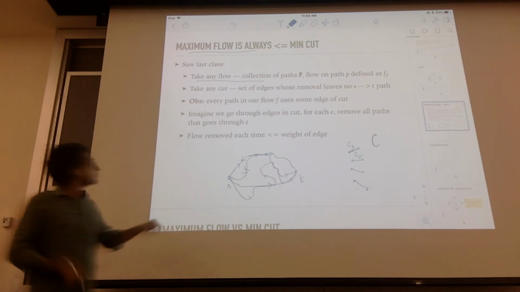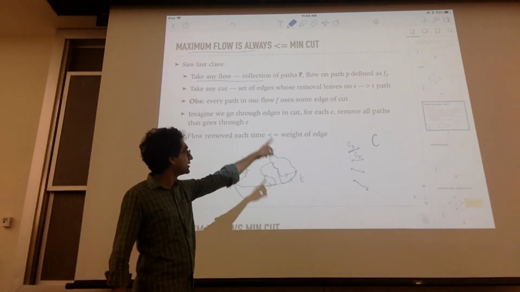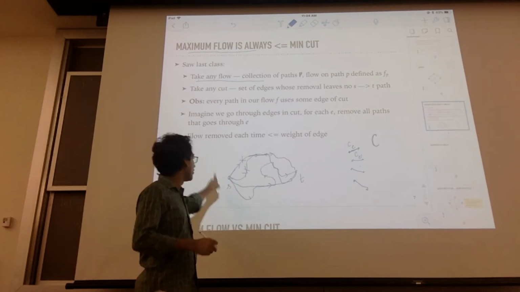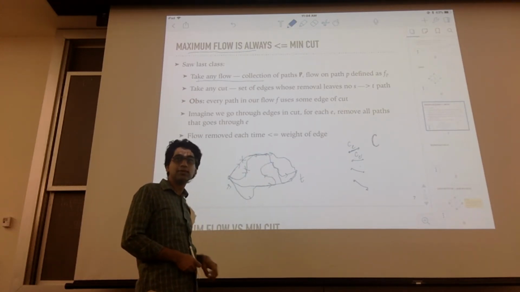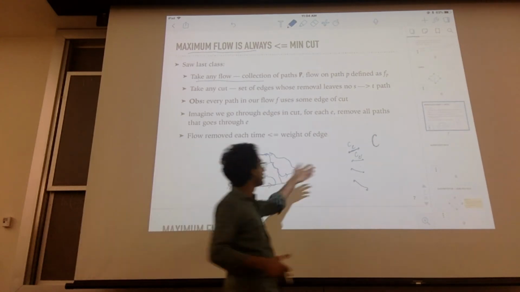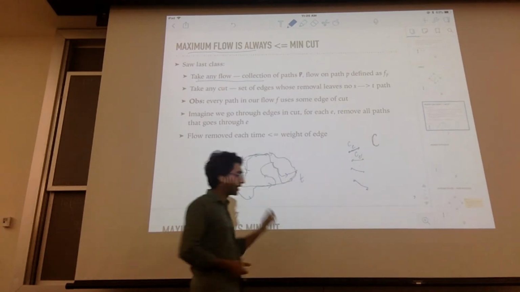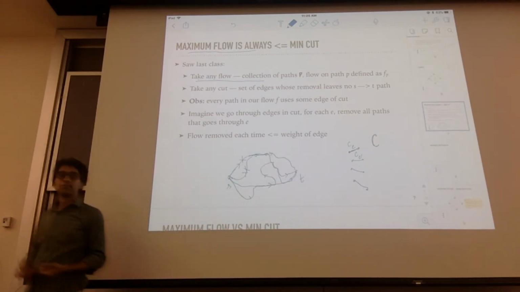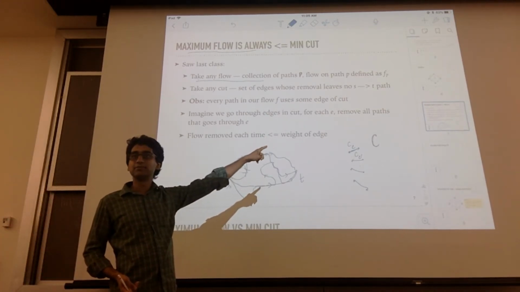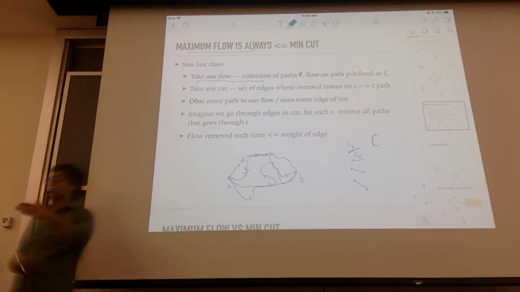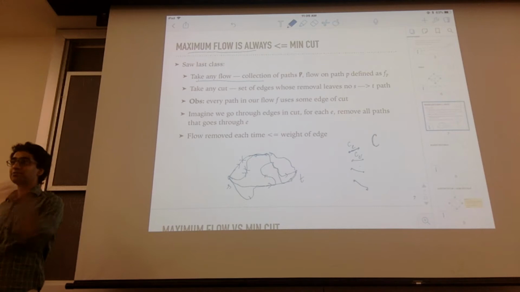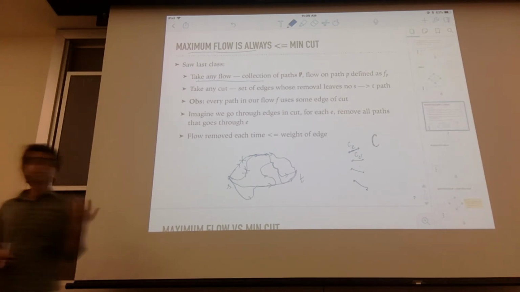Now I want to argue that if I've removed the flows that go along each of these edges, then I've removed all the flow paths. Why is that? Suppose I delete all these edges and there is still a flow path. What does it mean? It means that C was not a cut to start with. So if you take any cut, you know that every flow path must use some edge of this cut. And that's the whole argument.